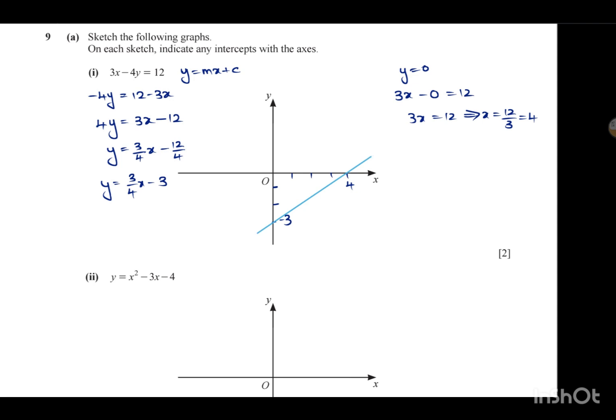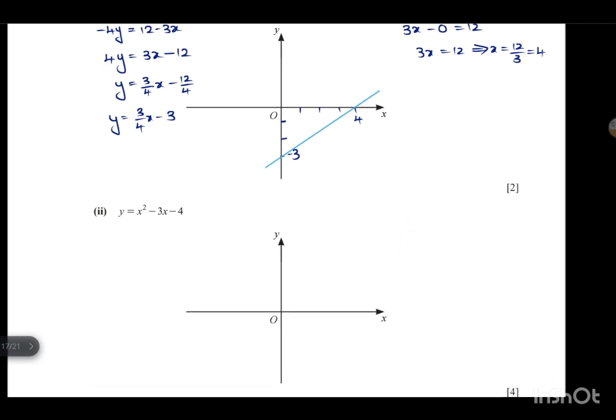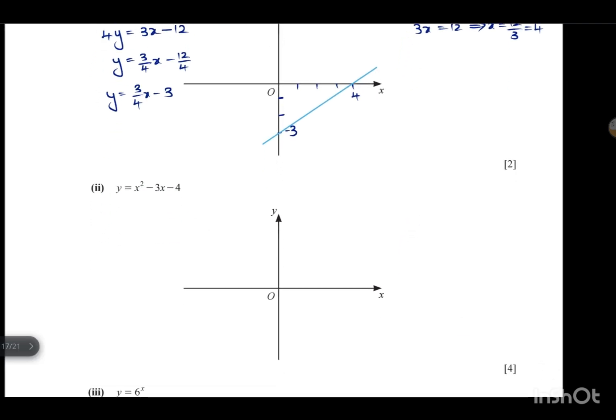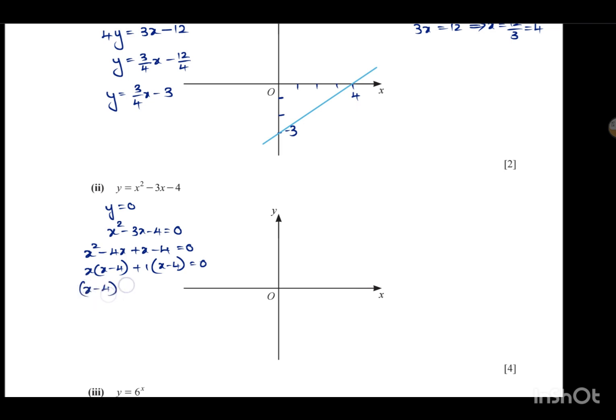Question number 2. y is equal to x squared minus 3x minus 4. This is a quadratic equation. When y is equal to 0, x squared minus 3x minus 4 will be 0. Factorizing the middle term, I can get x squared minus 4x plus x minus 4 is equal to 0. x into x minus 4, first two terms, then in the last two terms I take 1 common, so I get x minus 4. So x minus 4 and x plus 1 are the factors.